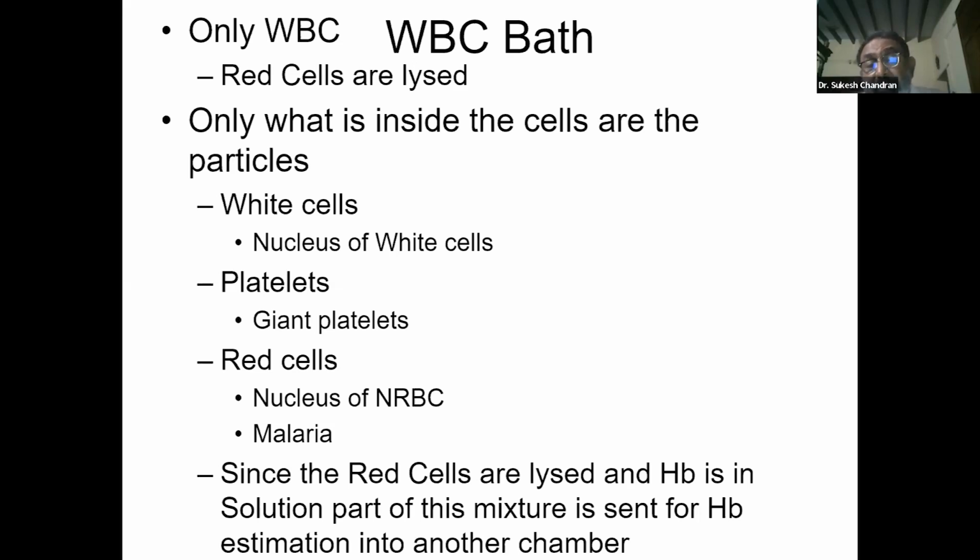If there are some inclusions in the red cell, like malaria, or the nucleus of the RBCs, they also get included in the white cell count. Now, since the red cells are lysed, the cell counter uses the opportunity to measure the hemoglobin that comes out of the red cell to find out what the hemoglobin is in this particular individual.